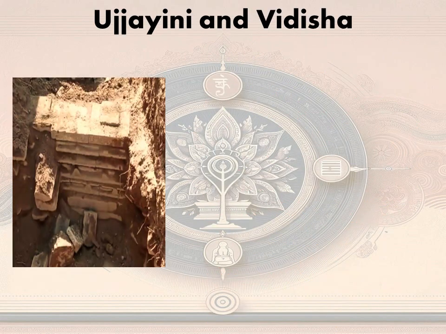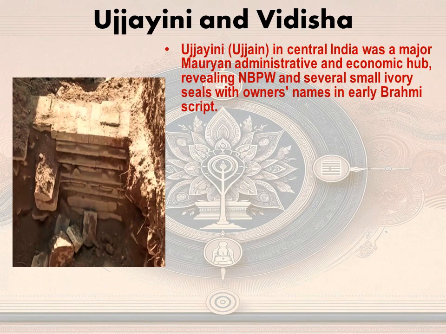Ujjaini and Vidisha. These are important sites presently situated in the state of Madhya Pradesh. Ujjaini, which is Ujjain in central India, was a major Mauryan administrative and economic hub, revealing NBPW and several small ivory seals with owner's name in early Brahmi script. So here we find seals made of elephant's teeth, that is ivory, and along with that we find NBPW ceramics also. Thus we get to know that this was a center of major administrative and economic activities.